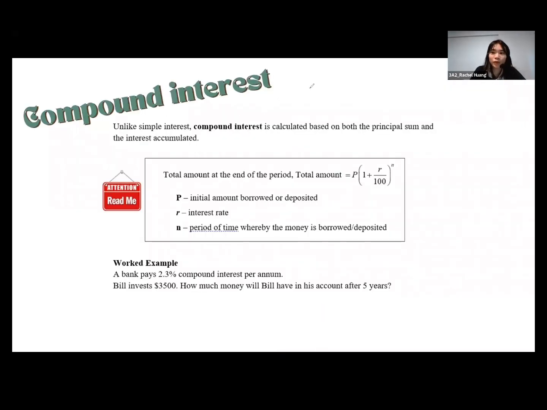Okay, now we have moved on to compound interest. Compound interest, what is this about? It's about the banks, okay? And how do we calculate money? So if the bank is owing or let's say lending you money, right? There will be a certain amount of interest along with the money that you lend, right?